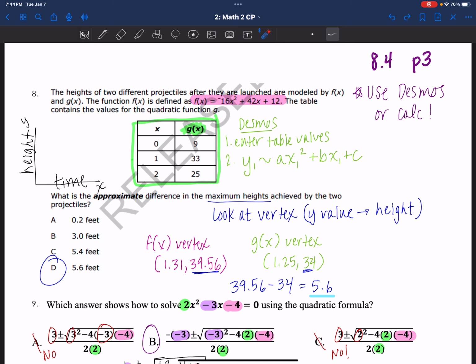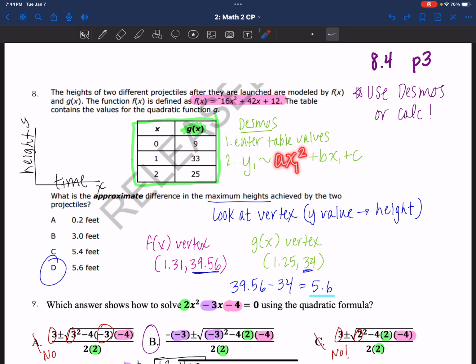What you'll need to do is I would definitely use Desmos. You could also use CalcStat on your calculator, but I would use Desmos, that's pretty easy. What you're going to do first is enter in your table values. That's easy. Then second, you're going to do y sub 1. You don't do an equal sign, you do that little wavy sign.